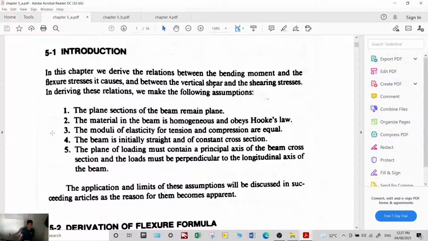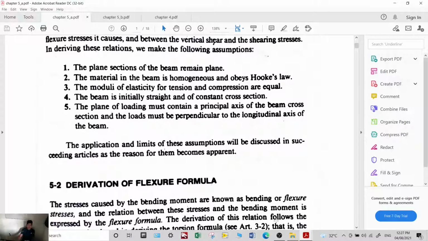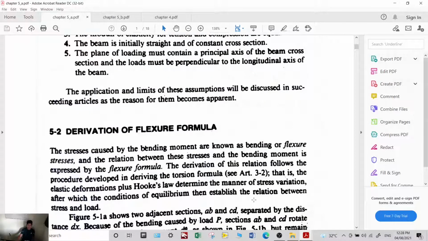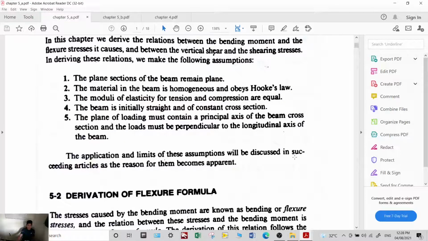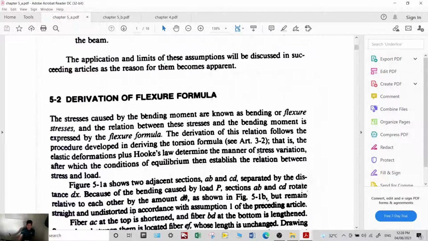So this is one of the limitations for the formula that we'll be going to derive. Fifth is the plane of loading must contain a principal axis of the beam cross-section, and the loads must be perpendicular to the longitudinal axis of the beam. So these are the governing assumptions.